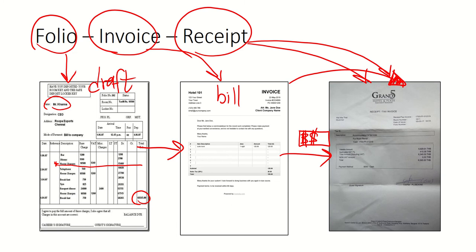After payment, by credit card or cash, guests will receive the receipt. So right here, there are not five. There are 3 documents during the checking out.